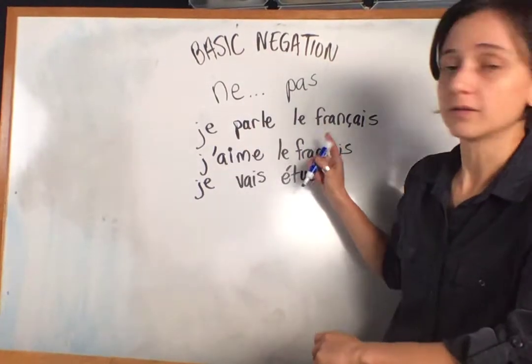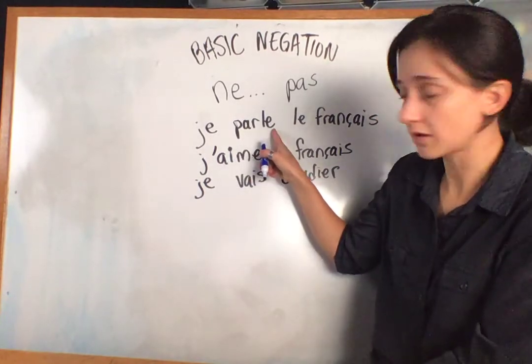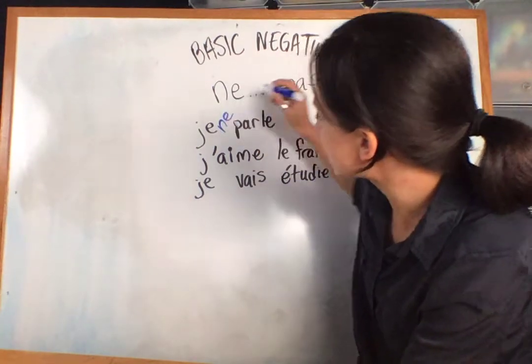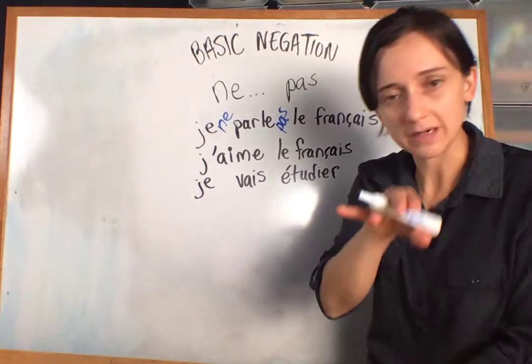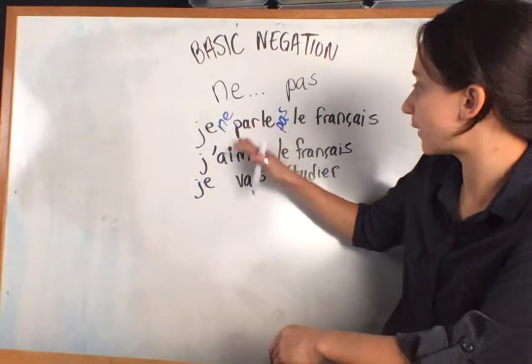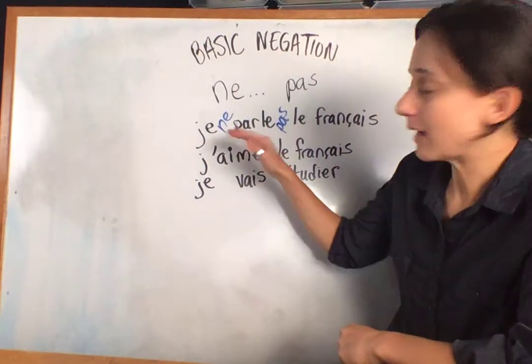So I speak French. Speak. This is our conjugated verb. We've taken off the ER. We've added our ending on. So if you want to say I do not speak, je ne parle pas. And of course you would write it sideways. I'm just trying to fit everything in so you can see it. Je ne parle pas.